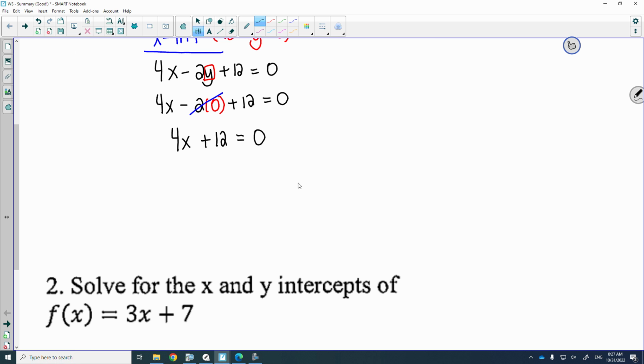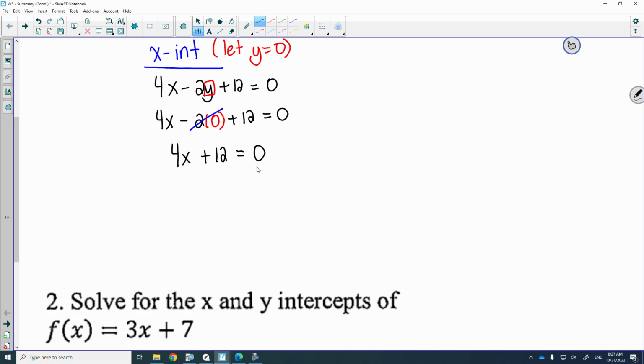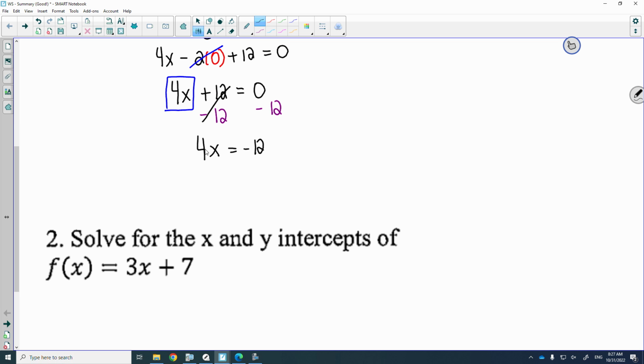Max, what would I do from here? Not divide by 4 first. That's right. Essentially, I'm going to first box this in. I want to get x by itself, but before I get rid of that 4, I'm going to subtract 12. So then you're going to have 4x is equal to negative 12. And then from here, to isolate that x, you're going to divide this side by 4, and you're going to divide this side by 4.